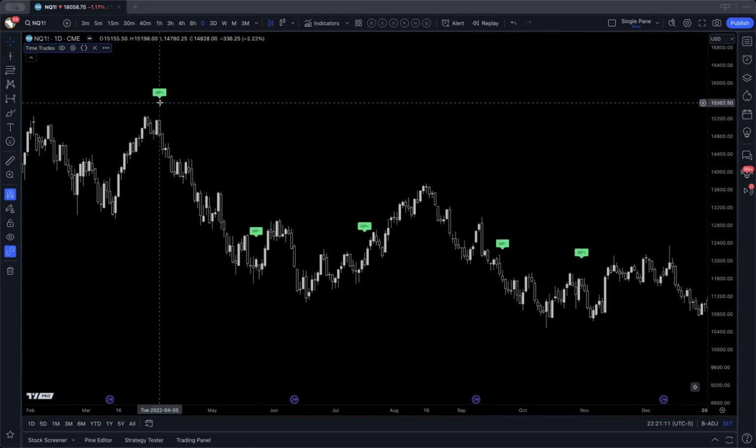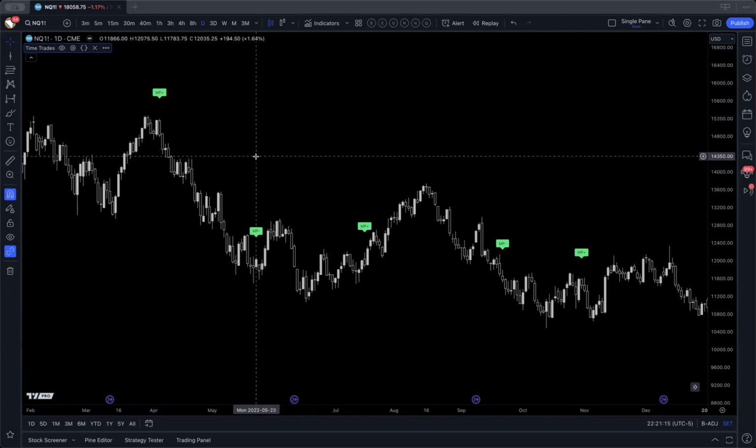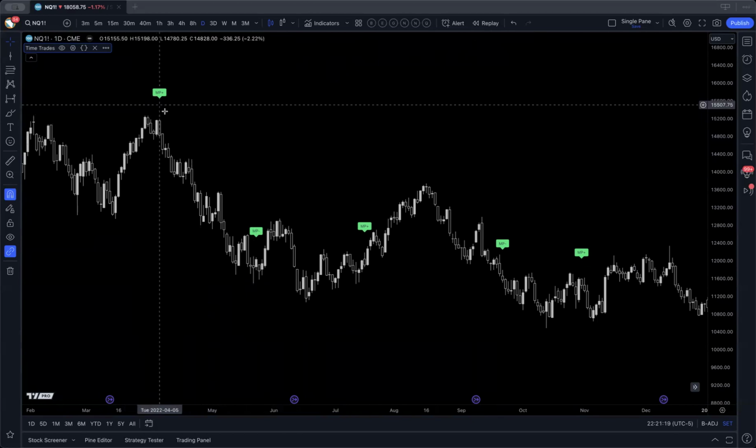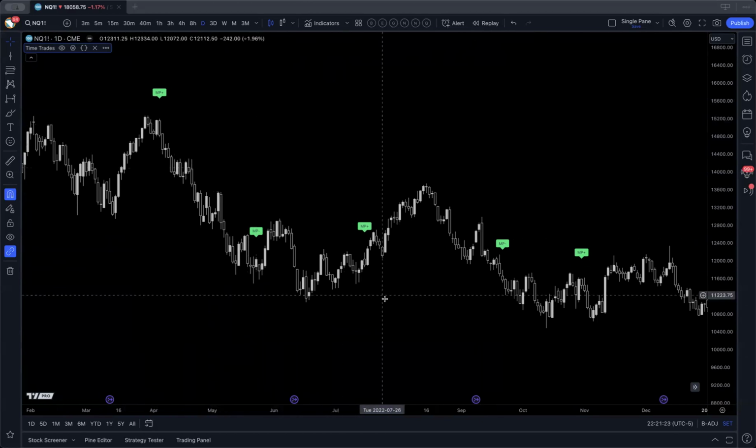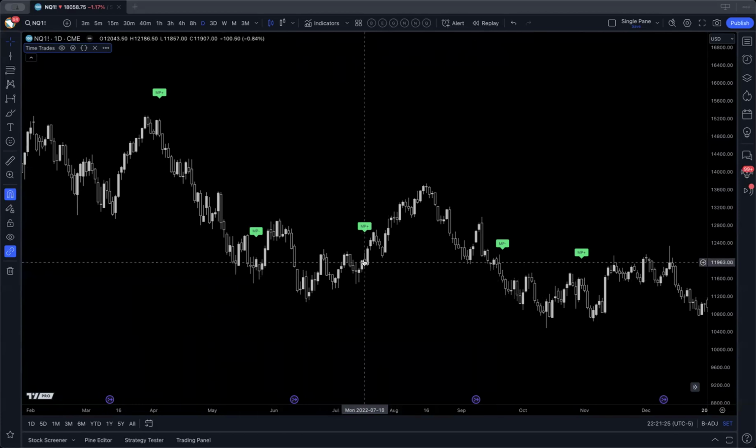For example, April 2022, there's a perfect tag. This goes down to May 2023. Look at this, just beautiful trend bracketed by medium pivots, just perfect. Doesn't work all the time.